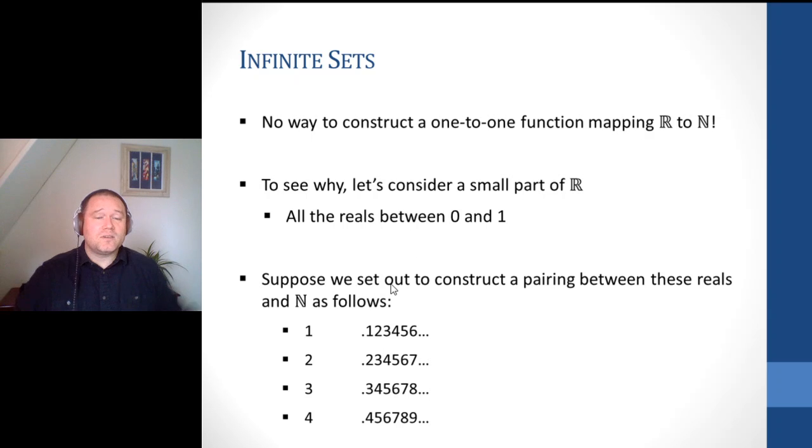And we're going to construct a proposed pairing, and we're going to show that it cannot, no matter how many you write down, get even just the reals in between 0 and 1. So we do our little listing, right? And we've got a mapping between all the naturals over here and our randomly generated reals between 0 and 1. And we'll again allow them to be whatever we like.